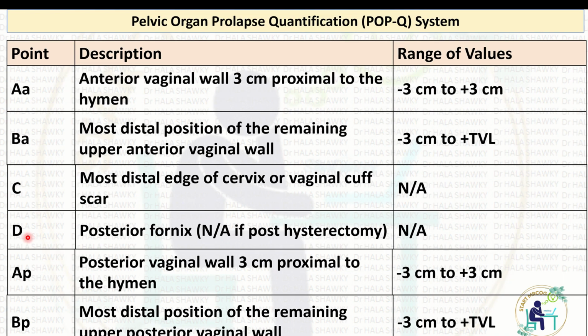Again, all measurements are taken while the patient is in lithotomy position with the maximum Valsalva's maneuver or maximum straining, except the total vaginal length, which we measure after we reduce the prolapse inside and without any Valsalva's maneuver.